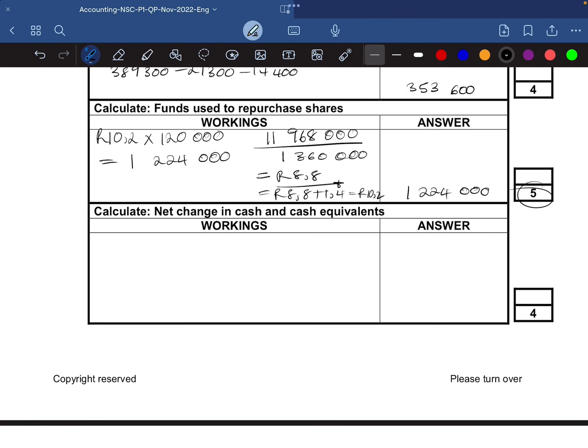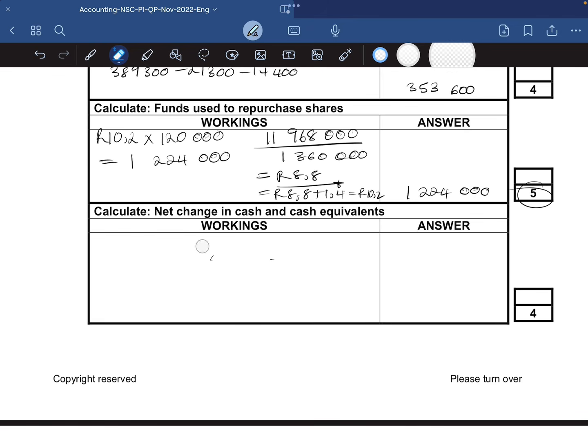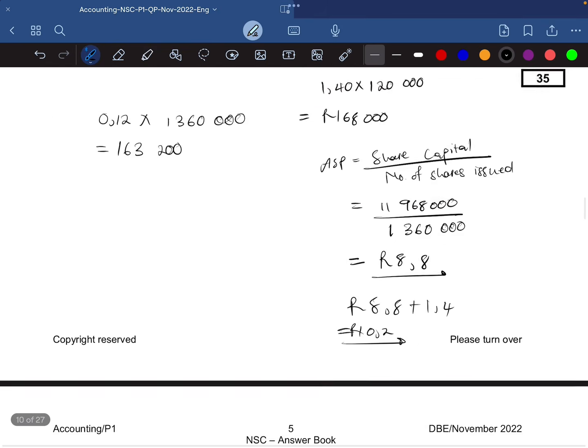Remember that to calculate the net change, you would have cash and cash equivalents at start, cash and cash equivalents at end, and then here you would have the net change. Either the net change would be up here or just down here, depending on the format of the question. Net change in cash and cash equivalents. So now we're just going to work with the linear format, but that's another way you could work it out. We have our balance at start, at the end.